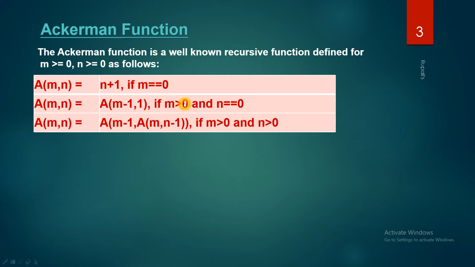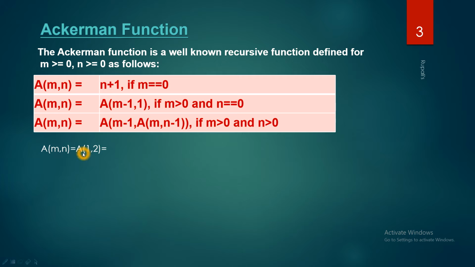If m is greater than 0 and n equals 0, then A(m,n) equals A(m minus 1, 1). And if m is greater than 0 and n is greater than 0, then A(m,n) equals A(m minus 1, A(m, n minus 1)). See one example of how it works. First, A(m,n) where m equals 1 and n equals 2. You have to calculate the value of A(1,2).